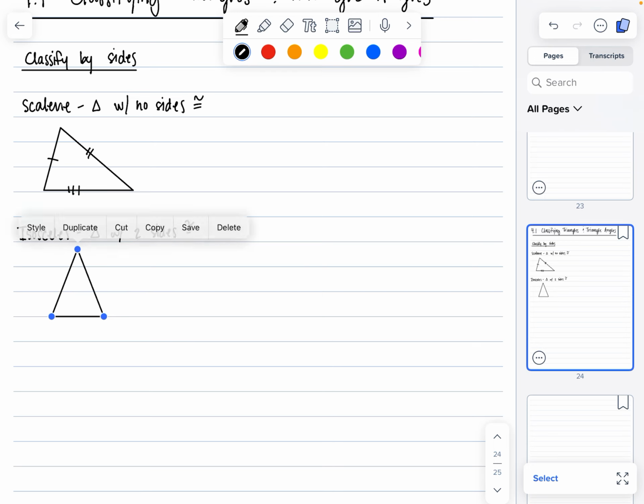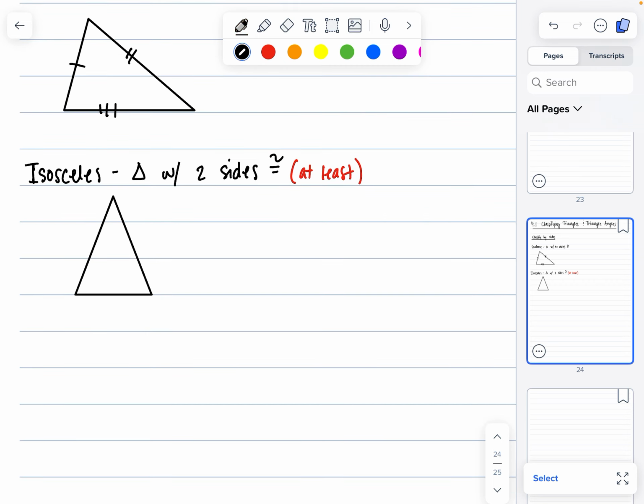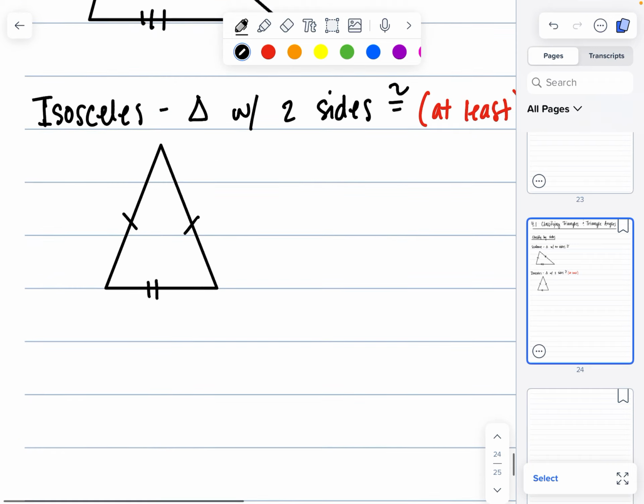And I probably should specify this. I'll put this in red, at least. Okay, so here we're going to draw one tick, and then 2 ticks to show that there are congruencies. And to be even more specific, when you have an isosceles triangle, base angles are congruent.